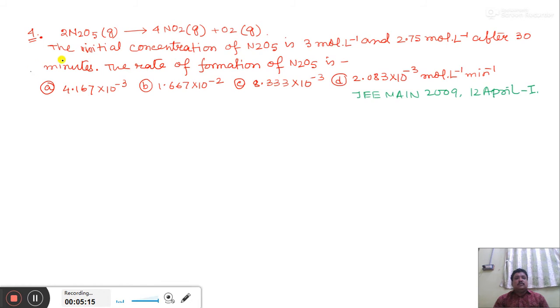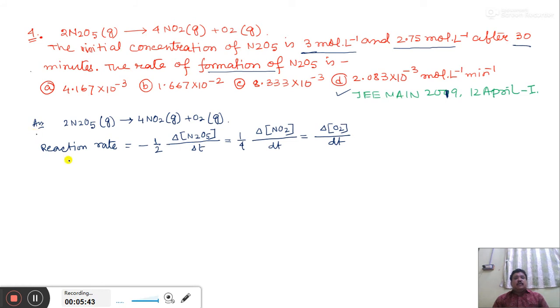My next question: N2O5 undergoes reaction to form 4NO2 plus O2. The initial concentration of N2O5 is 3 mol L inverse and 2.75 mol L inverse after 30 minutes. Then calculate the rate of formation of NO2. This question came in the JEE Main 2019 exam.